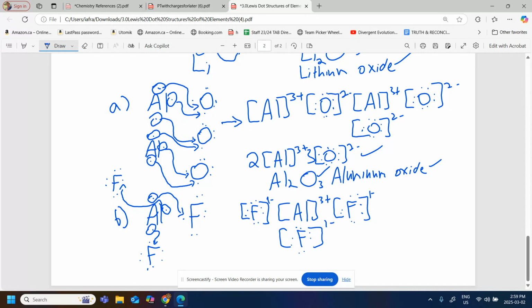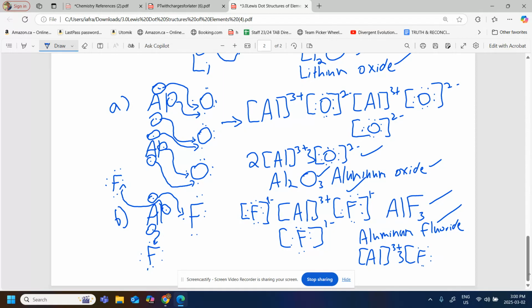gain 1, 1 minus. So you could write this as a formula, metal first all the time, 1 aluminum, you don't have to put the 1 because there's 1. Fluorines, there's 3. So our metal is aluminum. Our nonmetal was fluorine, so it becomes fluoride. So we have the structure, the formula, and the name. You could have also written this structure as Al 3 plus, and then we'll put 3F 1 minus, like that. So that would be your structure.